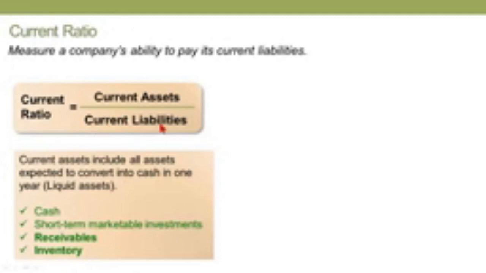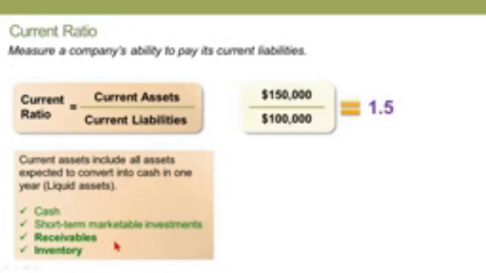And you'll notice that in all three of these first ones we look at, they're going to have the same denominator, current liabilities, in the sense that we want to be conservative about those current liabilities. And those are generally going to be liabilities that are due in the next year. So with that current ratio, we get current assets divided by current liabilities. And we're going to include in current assets all assets expected to convert into cash in 1 year generally. So that's cash, short-term marketable investments, and these items which are not currently cash but are current assets, receivables, and inventory. So for example, if the company has $150,000 in current assets and current liabilities of $100,000, then we can say the current ratio is 1.5.